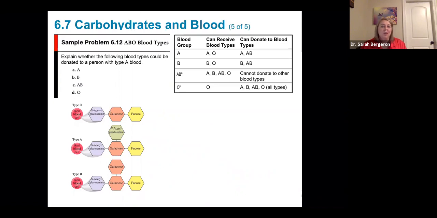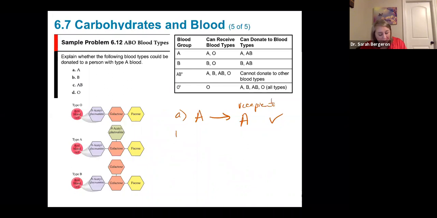So we want to know, could the person donate? So in A, we have a person who's type A, and we're going to donate to someone who is type A. So this is going to be the recipient, right? Okay. So if you are the same blood type, you can always receive from yourself because your carbohydrate looks the same. So this is A-okay.